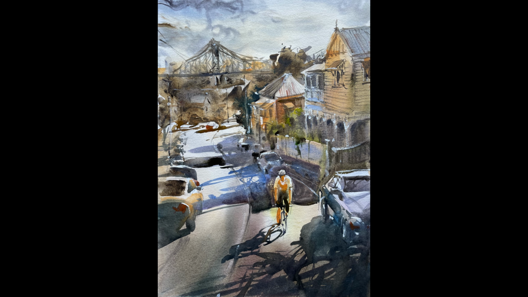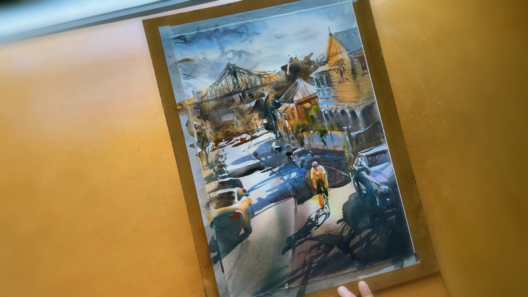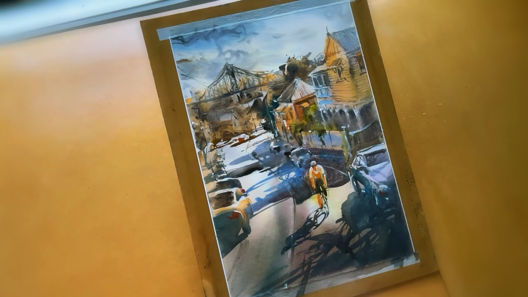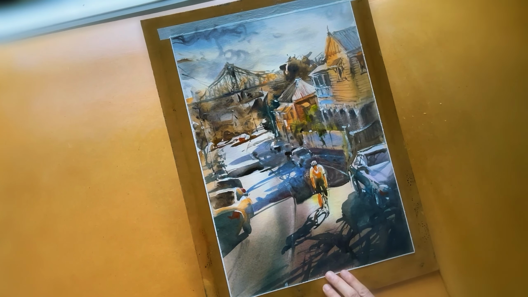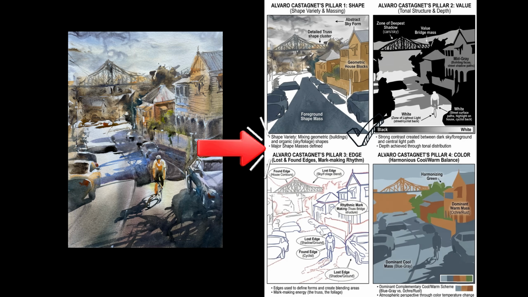A city breathing quietly. In this video, we'll paint this scene step by step using Alvaro Castagnet's 4 pillars of watercolor: shape, value, edge, and color. The 4 foundations of every powerful watercolor painting. We'll work through the painting in 4 stages.